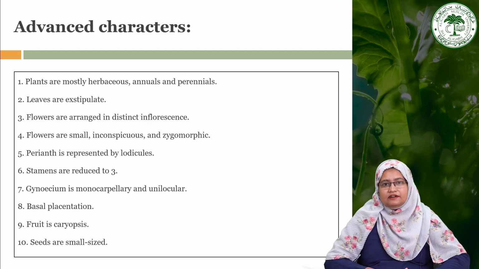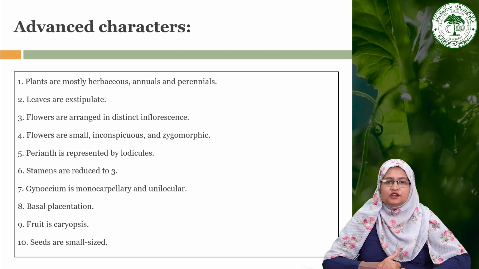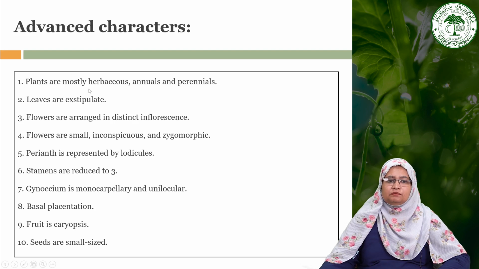And if you see the advanced characteristics, you can see there is a long list of advanced characteristics present in this particular family Poaceae. As we have seen, most of the plants are herbaceous, annuals and perennials. Then the leaves are exstipulate, the flowers are arranged in a distinct inflorescence. The flowers are small, inconspicuous and zygomorphic in nature. Perianth is represented by lodicules or may be absent. The stamens are reduced to 3 or maybe 1. The gynoecium is monocarpellary and unilocular. The fruit is caryopsis and seeds are quite small sized. These are some advanced characters present in the family Poaceae.